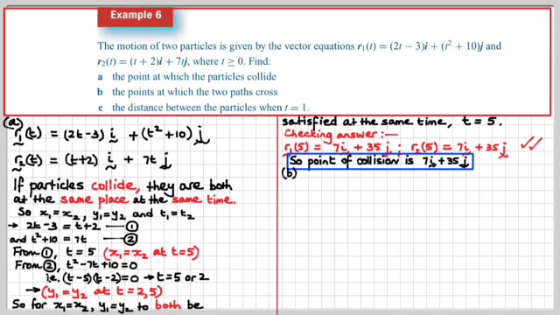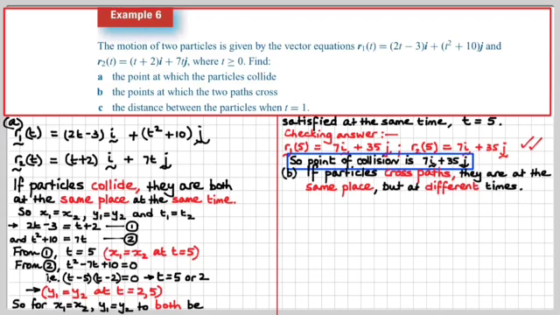Now here comes B. This is the very big difference in approach that we use for when the paths cross, because paths crossing means that it doesn't have to be the same time anymore, does it? No. So if the particles cross paths, they are at the same place but at different times, yes?